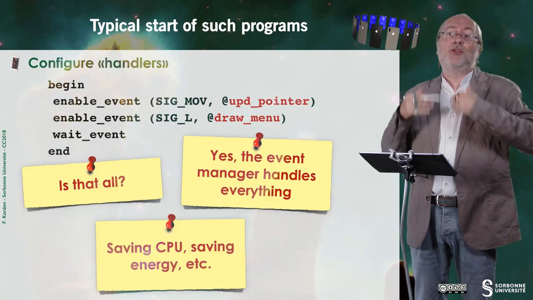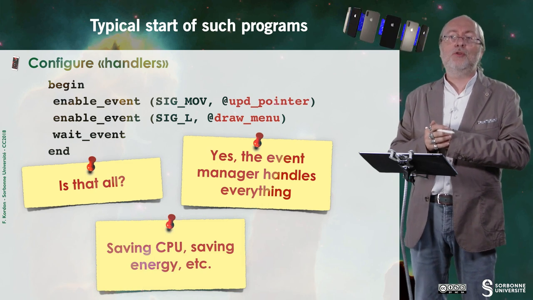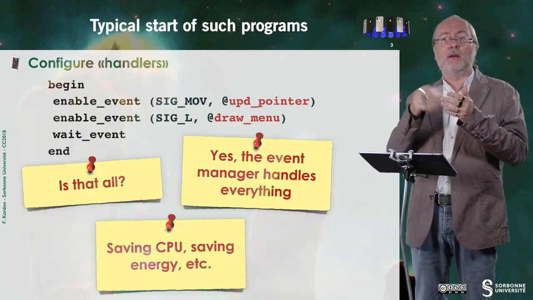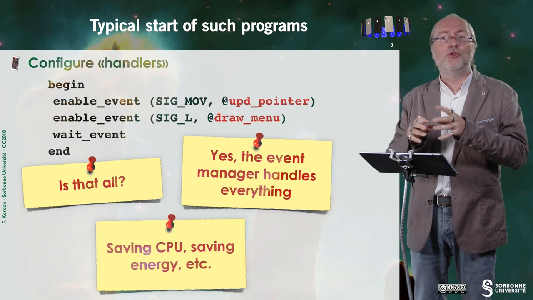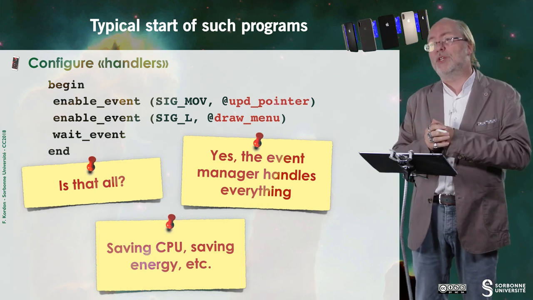And of course, this saves CPU, this saves energy in the situation of smart devices or embedded systems. Because anyway, if the operating system has another task to perform, it can allocate the processor to this task. Or if you are in an embedded system, it can decrease the activity of the processor, reduce the clock, for example, until something that needs some computation occurs.